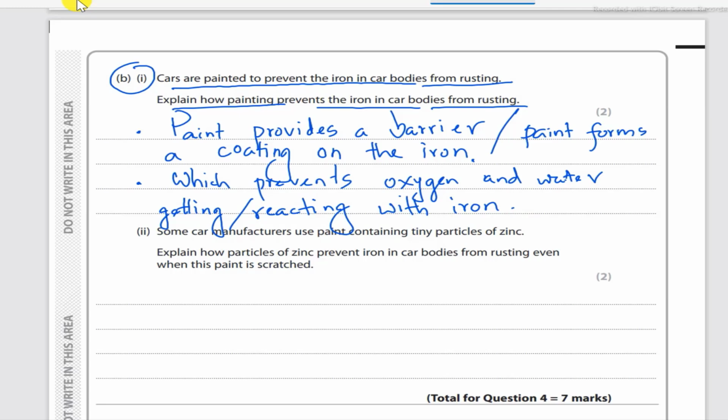B2, some car manufacturers use paint containing tiny particles of zinc. Explain how particles of zinc prevent iron in car bodies from rusting even when this paint is scratched.